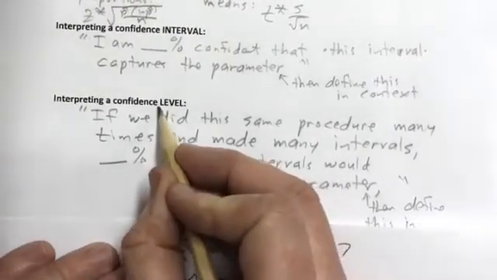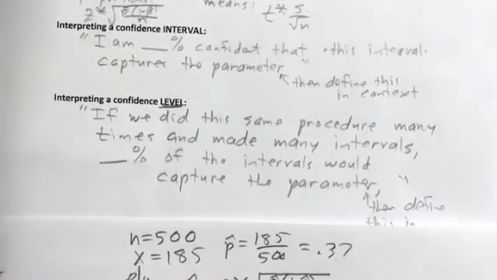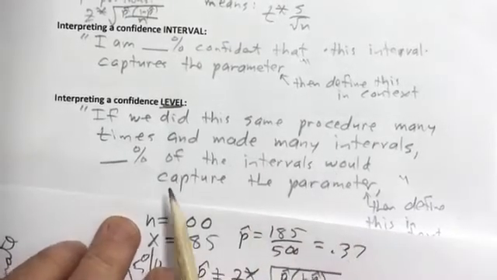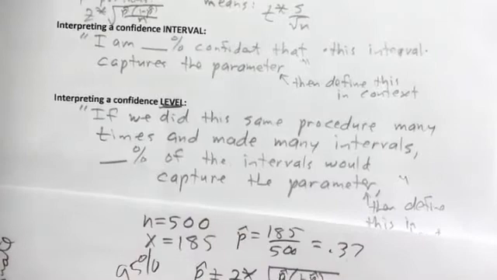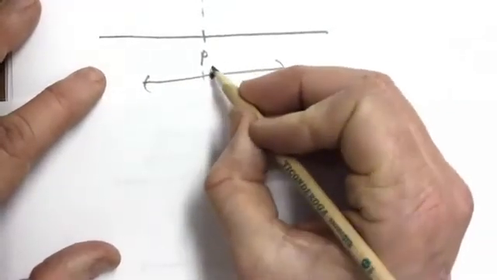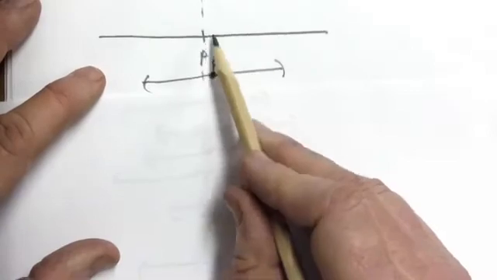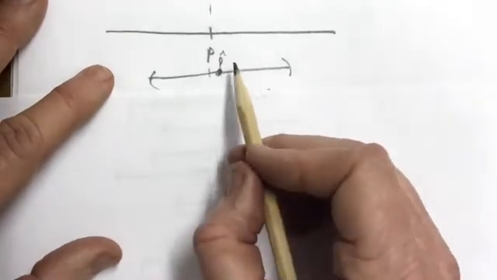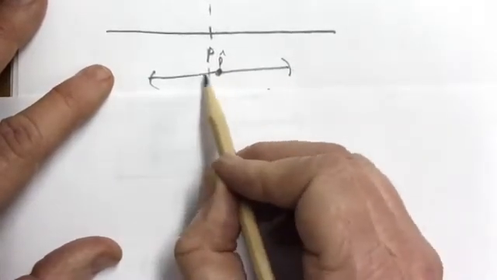Interpreting the confidence level, all right, so that means if we did this same procedure many times and made many intervals, 95% of the intervals would capture the parameter. And let me show you what I mean by that. So let's say we have some parameter, some P that we're estimating, and we make an interval. Now our P hat is not going to exactly equal what P is, okay? It's going to be a little bit off. And so what we do is we go a little bit to the left and a little bit to the right. That's our margin of error, and make an interval.